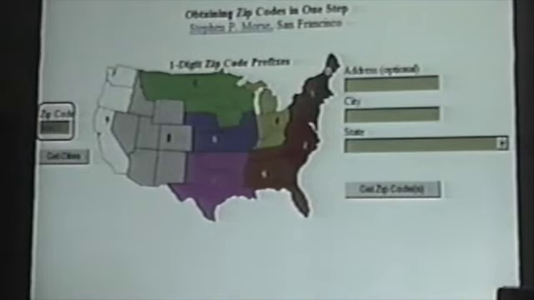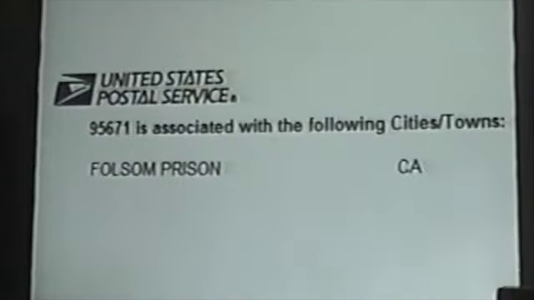What if I have a zip code and want to find out where it is? Suppose I got a letter from zip code 95671, and before I open it, I want to know, I don't know anybody there, who could this be? I look that up, click the Get Cities button, and I find out that's Folsom Prison.